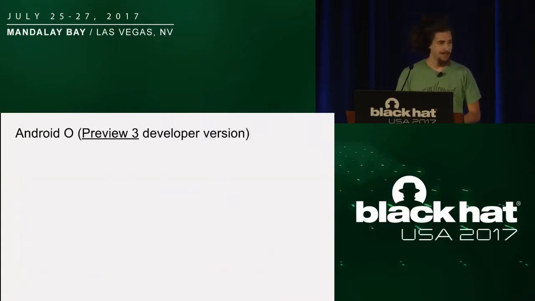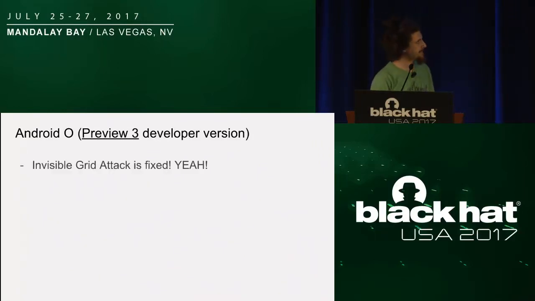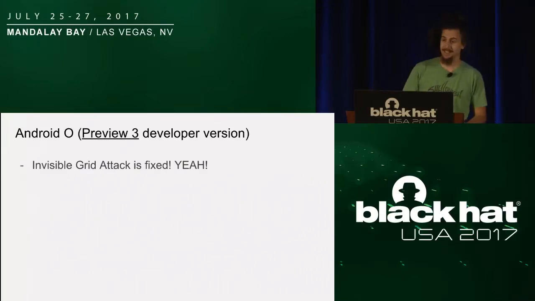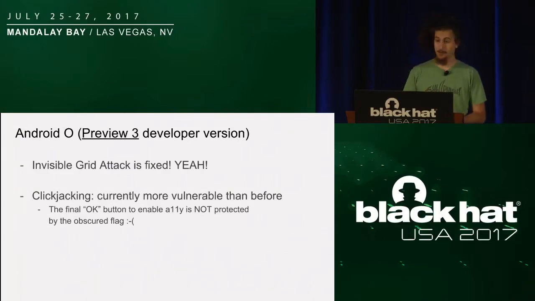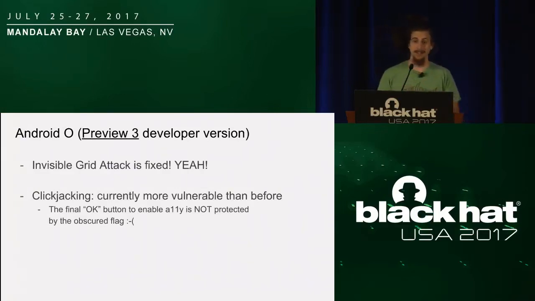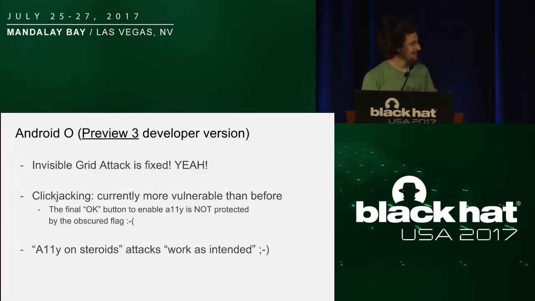There were a couple of plot twists here. We looked at Preview 3, the developer version. Basically, the invisible grid attack is fixed. Apparently Google fixed it the way we propose in the paper, that means no propagation of obscure flags for motion on side events. So, fantastic job. For clickjacking, we were quite surprised because we saw that it's actually more vulnerable than before. The OK button is actually not protected by the obscure flag. And the third point, to use their own words, works as intended. These are not going to be fixed, so I'm not surprised they're still there.